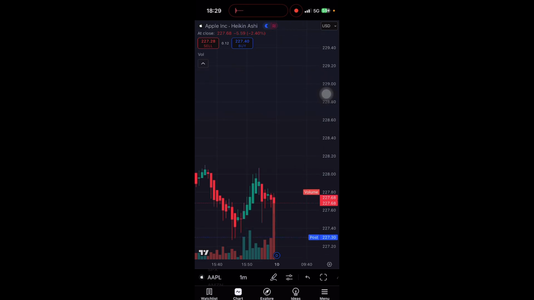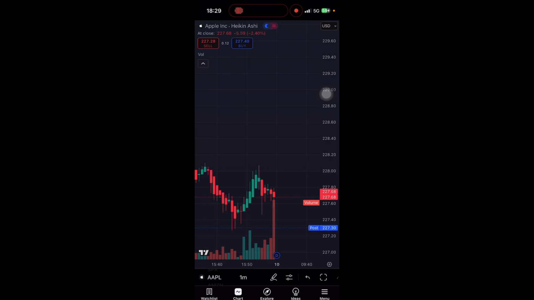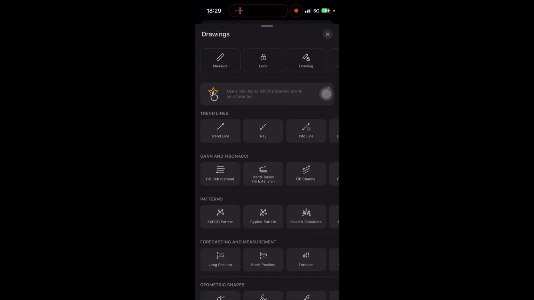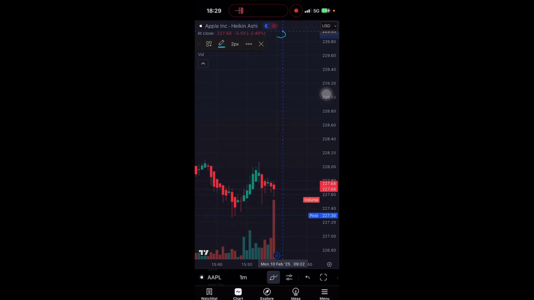Y'all can see that, hold on, let me go back to the 1 minute chart. Y'all can see that Apple's stock price right now is at $227.30. That's after the market closed. It closed at 227.68. So you guys can see it, right?